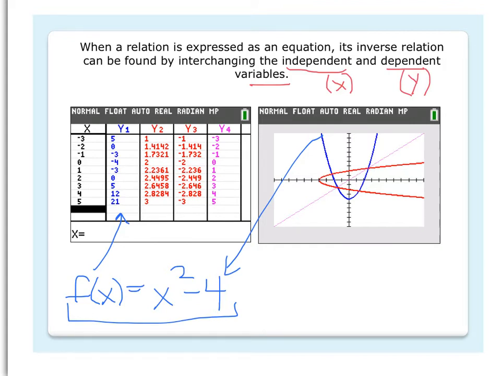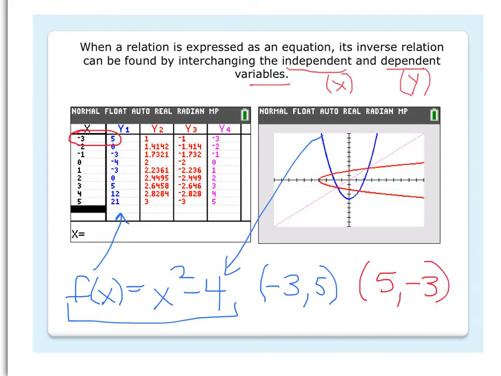Now, looking at the ordered pairs, I've also graphed the inverse function, which is in red. And if you look at that, the reason why the red graph is an inverse is because if you look at the ordered pair -3, 5, which is on f of x, that's on the blue graph, then the red graph would have the ordered pair 5, negative 3.